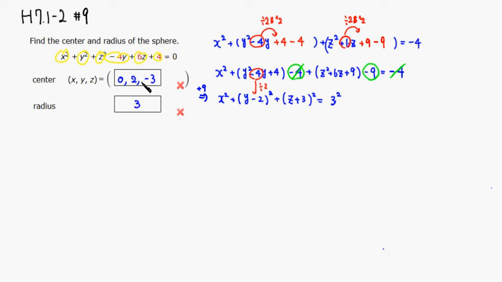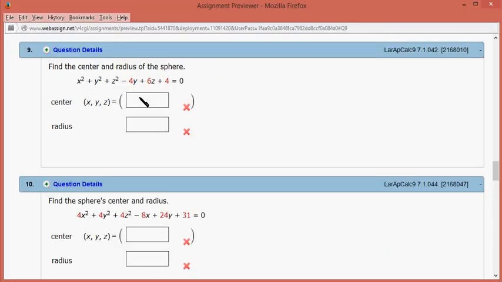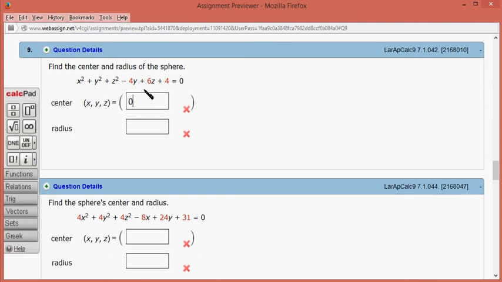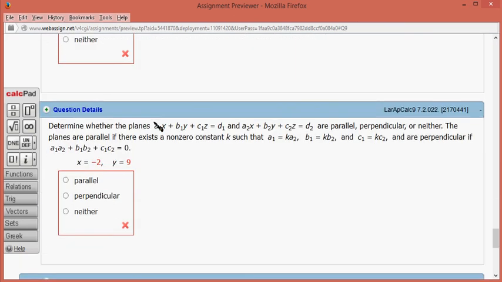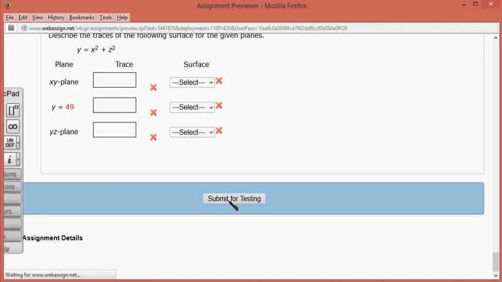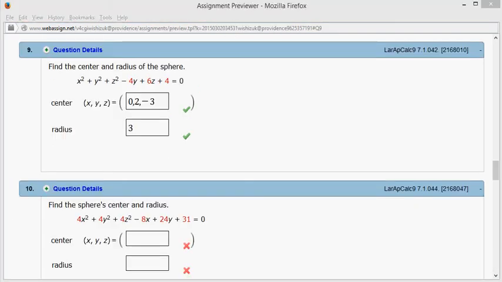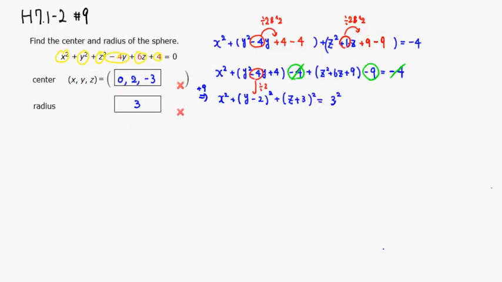Alright, let's type it in. We got 0, 2, negative 3, and the radius is 3. Let's submit for testing. I came back and it looks like we got these ones correctly, and that's it. I hope that this was clear.